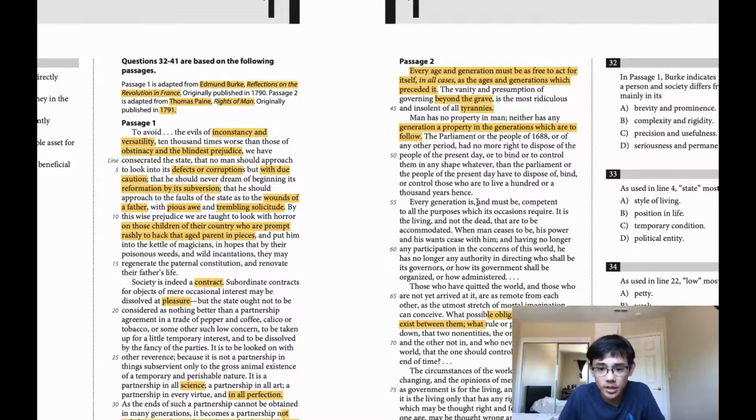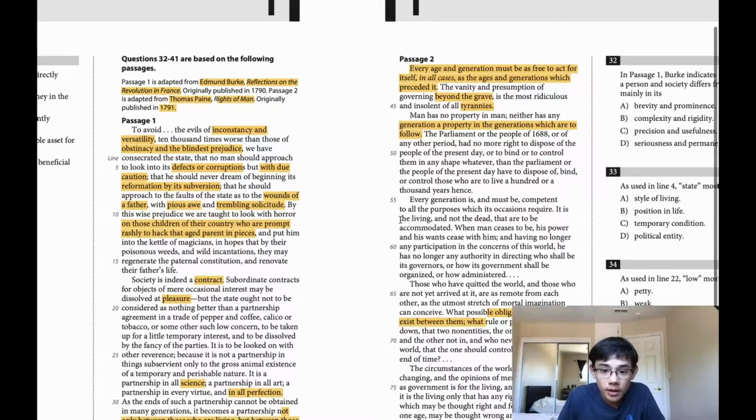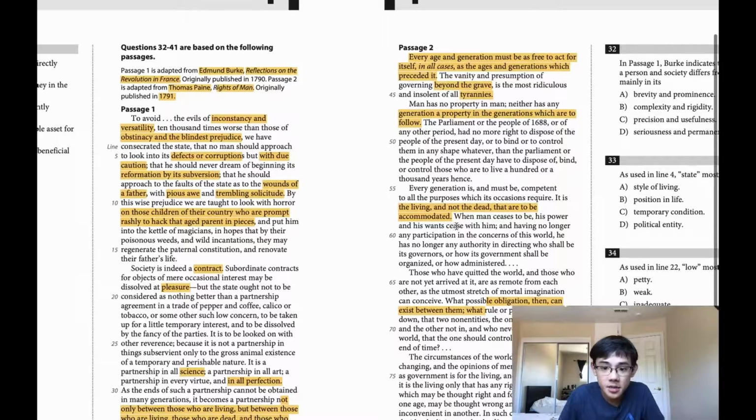Every generation is and must be competent to all the purposes which its occasions require. It is the living and not the dead that are to be accommodated. When man ceases to be, his power and his wants cease with him, and having no longer any participation in the concerns of this world, he has no longer any authority in directing who shall be its governors or how its government shall be organized or administered. So basically sort of repeating what he said earlier.